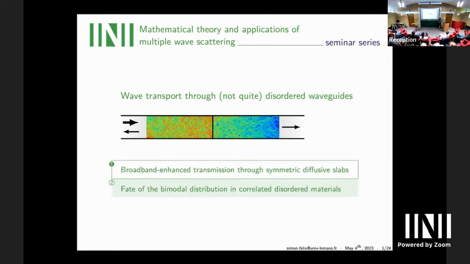I will focus on two aspects, which explain my title. The idea is not simply to consider transport through a disordered waveguide, but to add a bit of regularity to it and see the consequences. The first is related to adding symmetry in a disordered waveguide, and the second is going continuously from disordered to regular through correlated disordered waveguides.